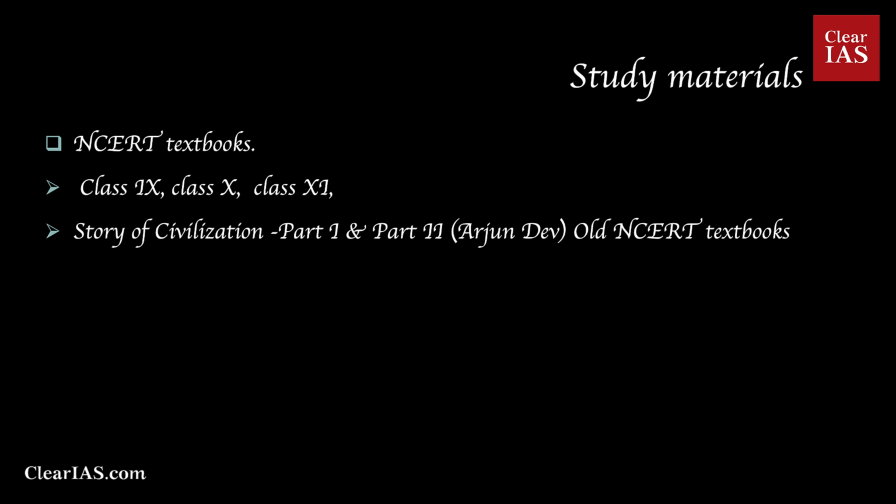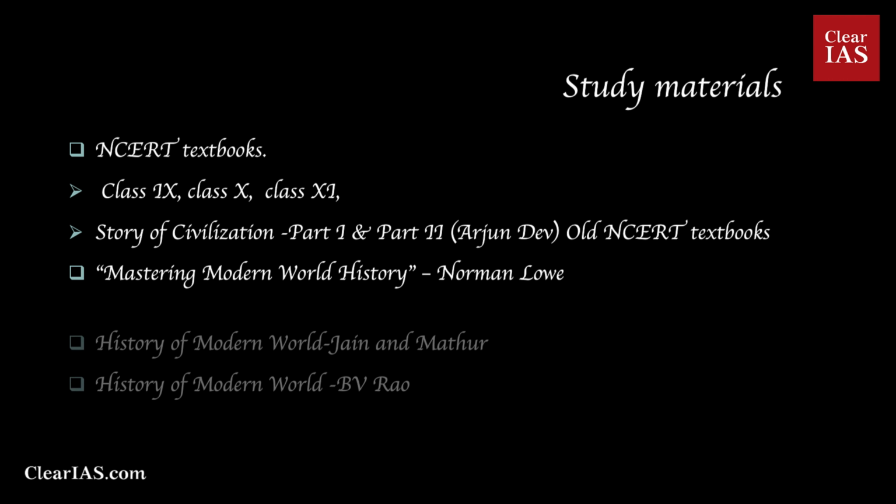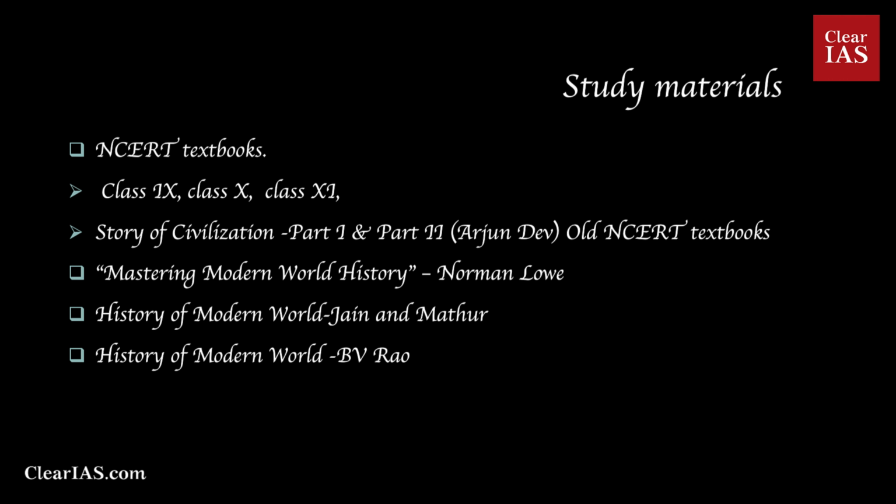Other books that are helpful for learning world history include Mastering Modern World History by Norman Lowe, History of Modern World by Jain and Mathur, and History of Modern World by B.V. Rao. You don't need to study all these books. Instead, choose one, read it thoroughly, and revise it many times. You can also go through the world history study materials provided by the ClearIAS website.